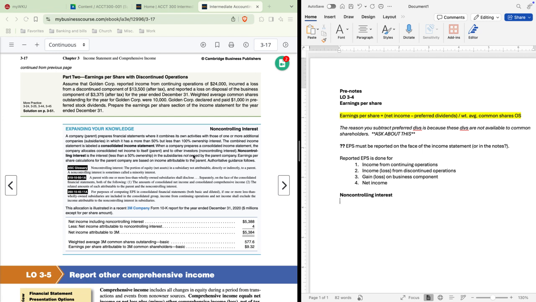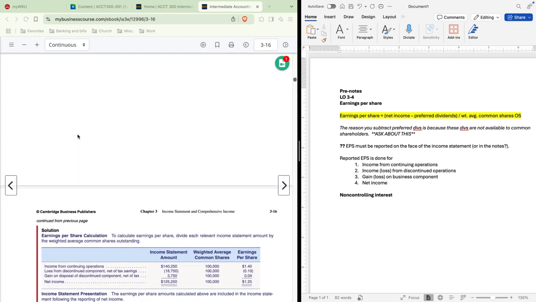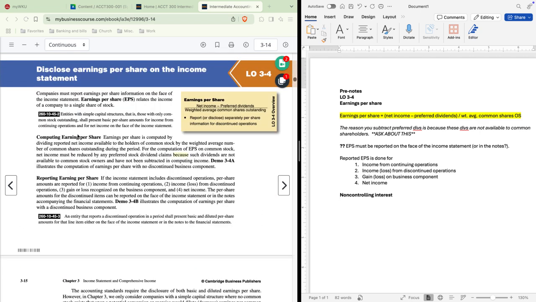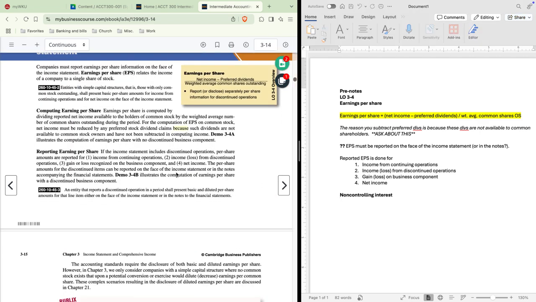So things like formulas, when I see words like because, when I see definitions, when I see things where there's multiple steps and they're numbered 1, 2, 3, 4, like they were up here in the reported earnings per share paragraph. When I'm seeing things like this, I'm putting those into my pre-notes. I'm putting in questions that I have. Ask about this, things that I'm not sure about.